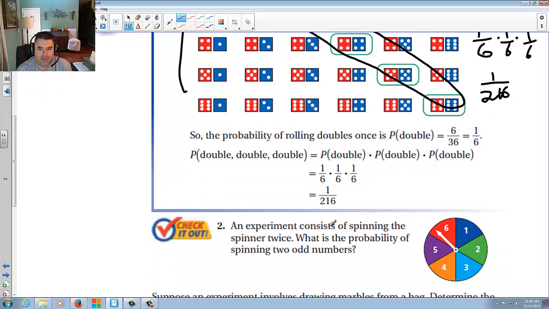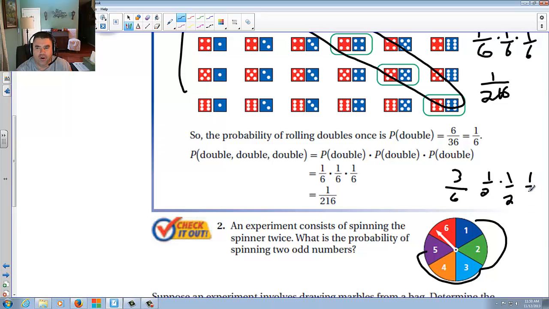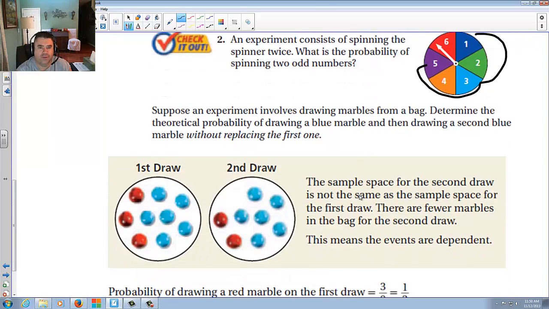And then as for an experiment that consists of spinning the spinner twice, what's the probability of spinning 2 odd numbers? Here, there are 3 odd numbers out of a total of 6, so 3 over 6, which makes 1/2. To do that twice, 1/2 times 1/2, the probability of landing 2 odd numbers in a row is 1/4.